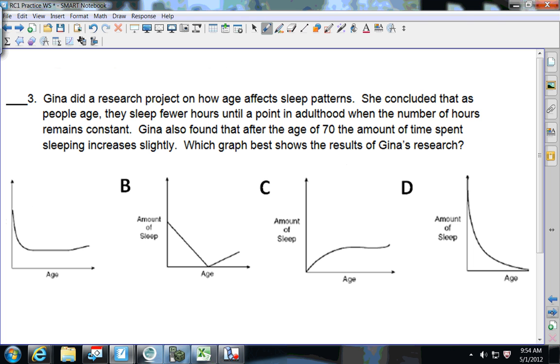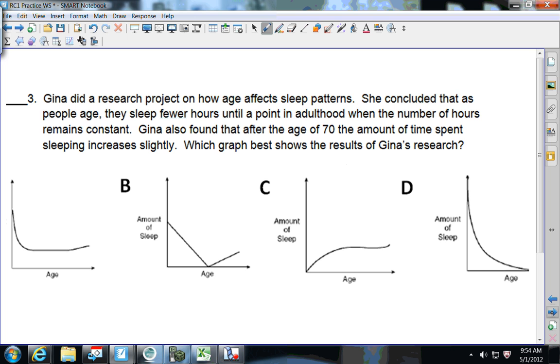Next problem, you would want to pause if you were doing this on the video, and then come back and see how you did. It says, Gina did a research project on how your age affects sleep patterns. She concluded that as people age, they sleep fewer hours on average until a point of adulthood when the number of hours remains constant. She also found that after the age of 70, the amount of time spent sleeping increased slightly.